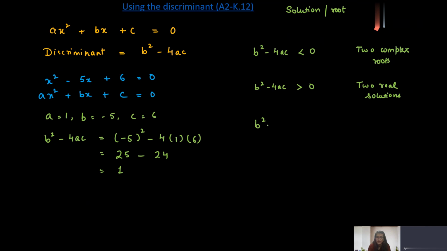Third case is when this value is equal to 0. In this case, we get only 1 real solution. The solution can be anything. It does not have to be equal to 0 in every case. It can be any other value as well. So Gia, in this case, we are getting this number 1 which is positive, right? Yes. So in this case, we are going to get two real solutions. Now we are actually going to find those solutions.